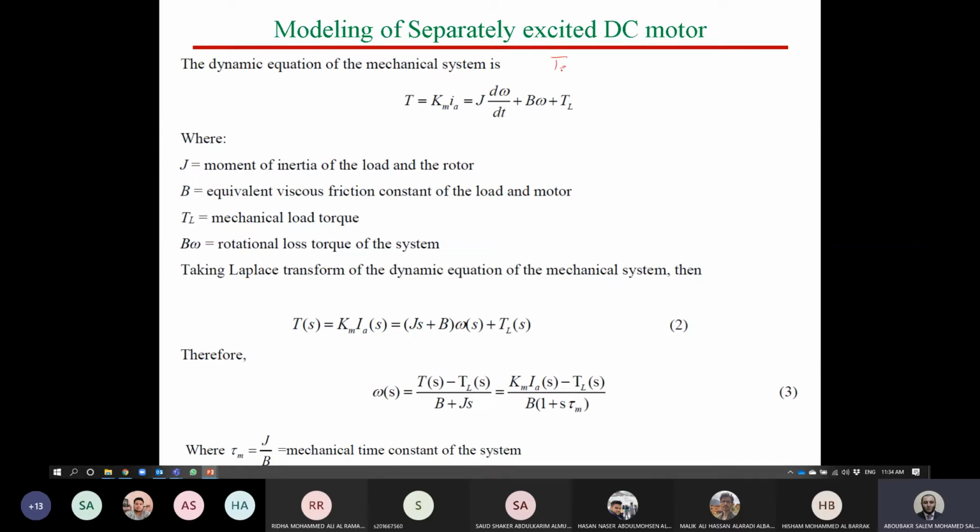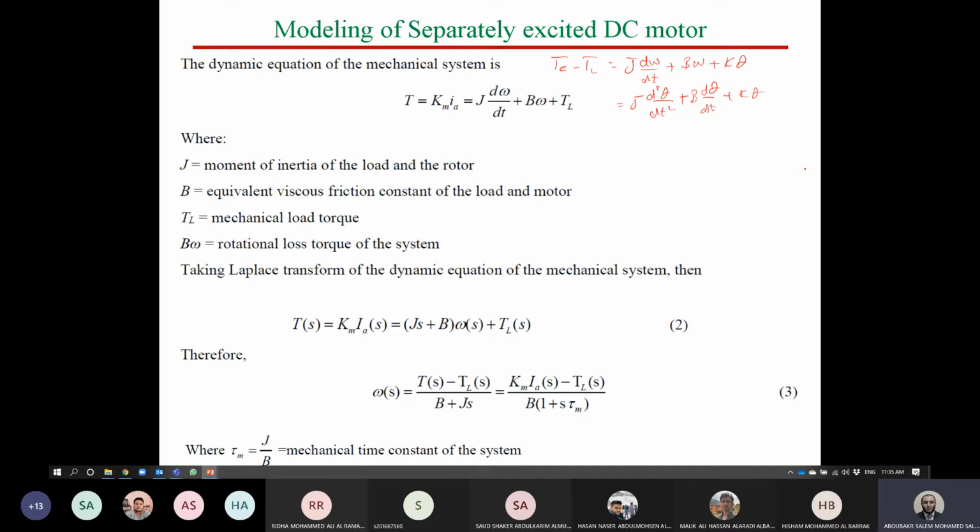Dynamic equation is nothing but T electric minus T load equals J d omega by dt plus B omega plus K theta. Or you can say J d square theta by dt square plus B d theta by dt plus K theta. So we can represent the dynamic equation as a function of angular displacement or speed.